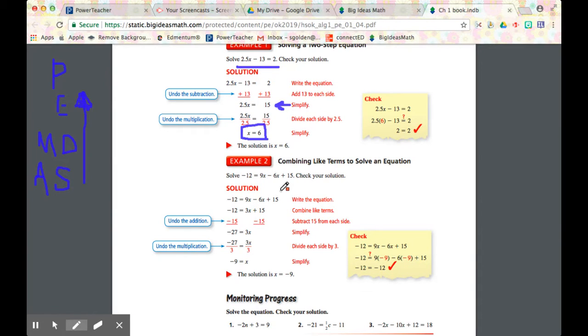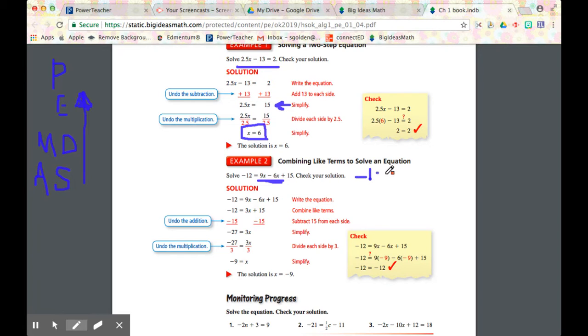Okay, we're going to look at one more example because this one has like terms in it. It says solve negative 12 equals 9x minus 6x plus 15. We've got to solve for x, but we have more than one x. So we first have to get our like terms together, or we could go ahead and get rid of the other. It doesn't matter which one you do first. They show getting rid of the 15 first. I'm going to combine my like terms: 9x minus 6x is 3x.